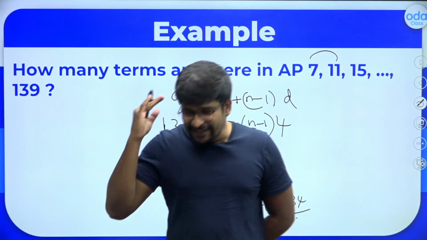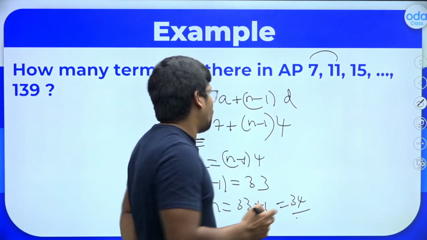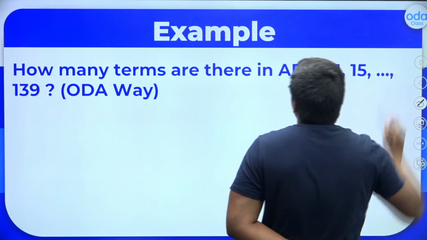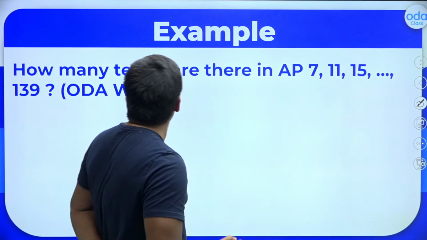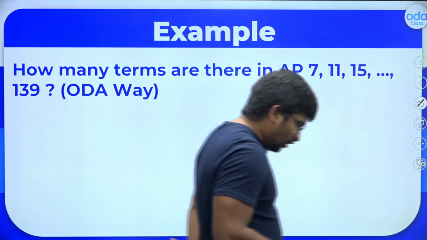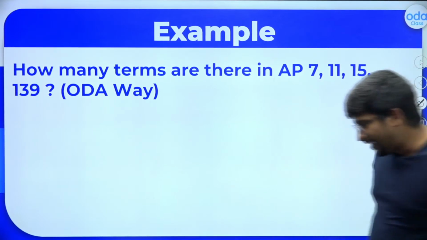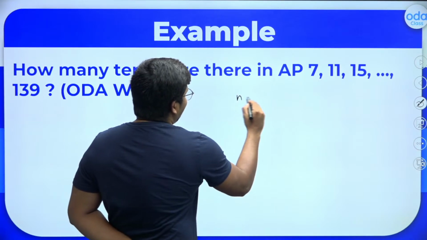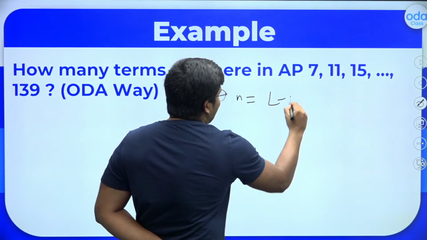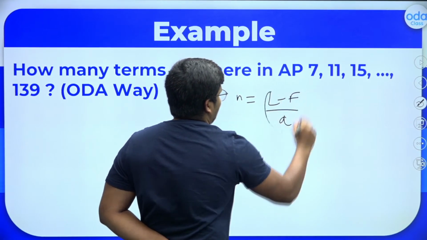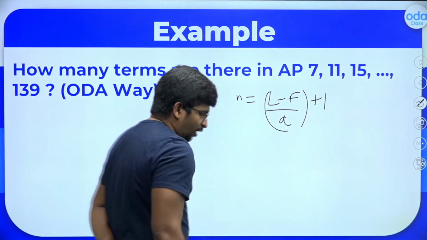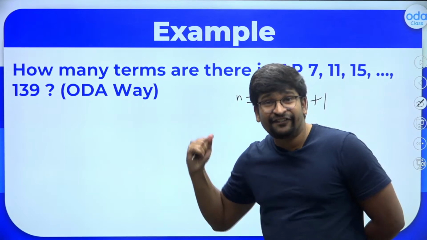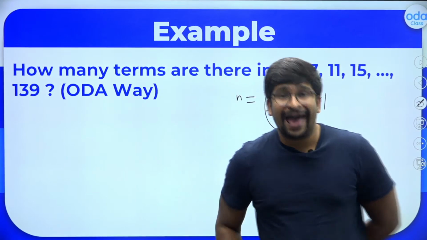But if it is a question in competitive exams, what will you do? Let's see what's the ODA way. For the ODA way, we have found a very interesting formula. The formula is the number of terms is equal to L minus F divided by D plus 1. Now you will wonder, what is L, what is F? Remember, L is the last term and F is the first term of the arithmetic progression.